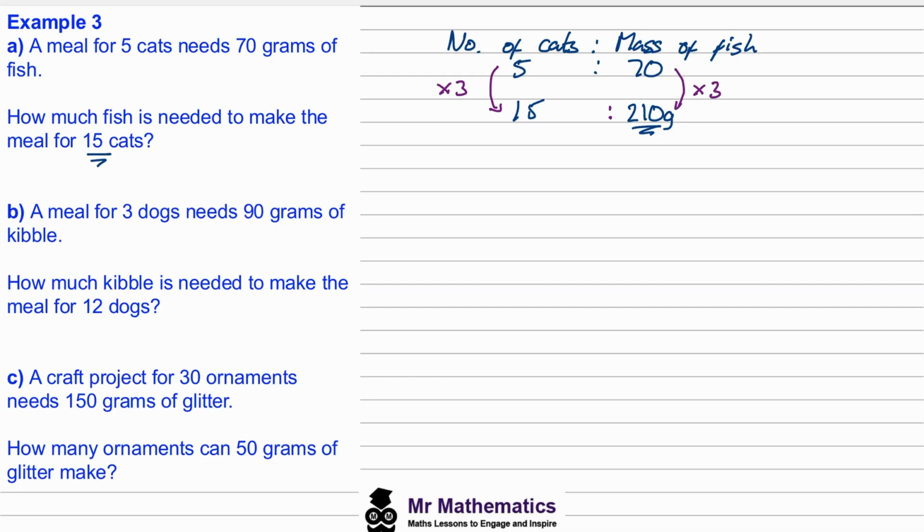Okay, so welcome back if you had a go. We're told the meal for 3 dogs needs 90 grams of kibble. So the ratio will be the number of dogs to the mass, and we'll have 3 dogs to 90 grams. We want 12 dogs. So we'll multiply both by 4.